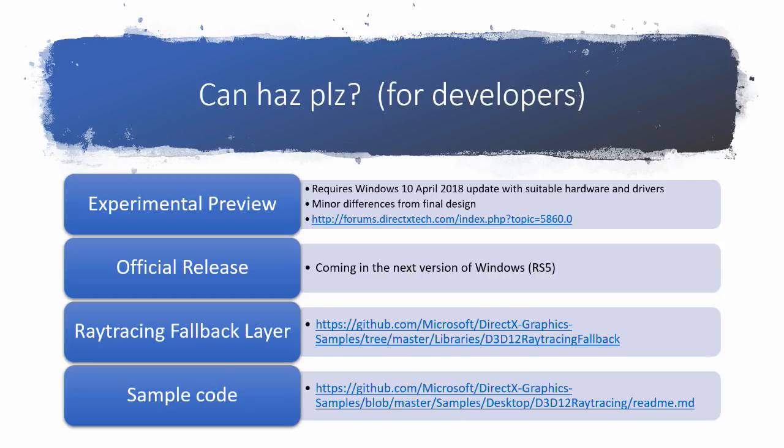The official release of DirectX Raytracing is coming in the next version of Windows, which is codenamed Redstone 5. That's actually already available through the Insider Preview program. So if you're in the Insider Preview taking flights, you will have access to that. And the Insider Preview SDKs have all the final headers and libs that you need to start using this stuff.